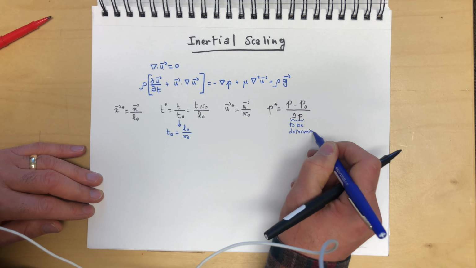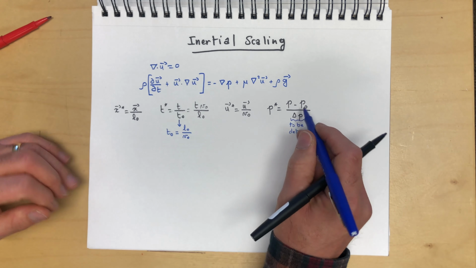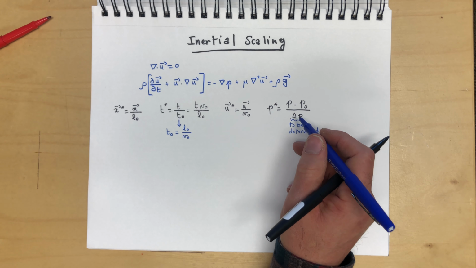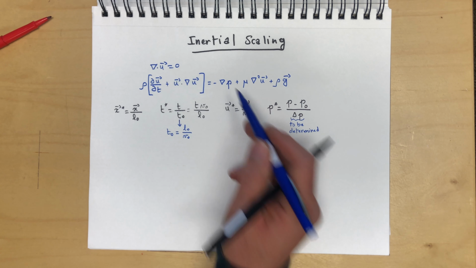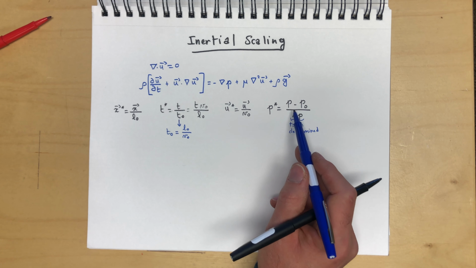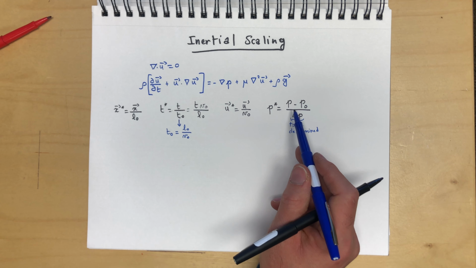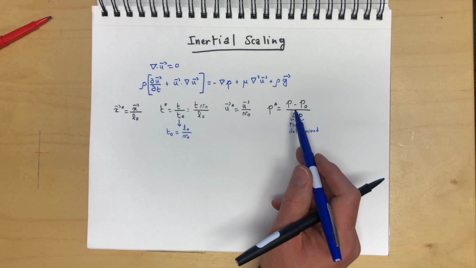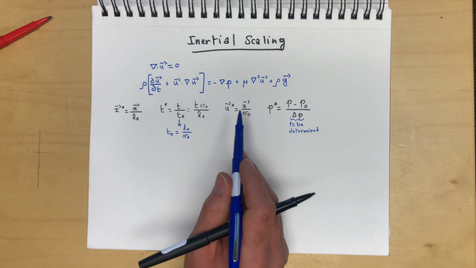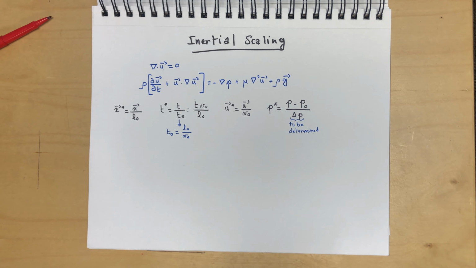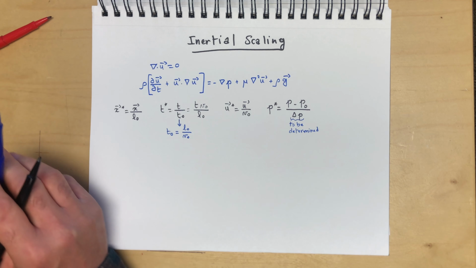Now, for the pressure, we chose a difference because typically it's not the value of the pressure that matters, it is the pressure difference that matters. See this grad p. So we choose a pressure difference because the absolute value of the pressure in and of itself is not going to be a driver for the flow. It is rather the pressure difference that will drive the flow.